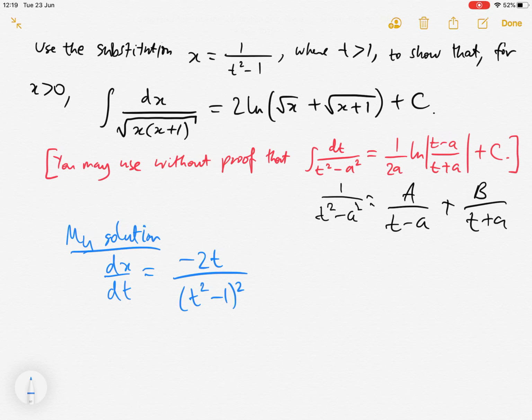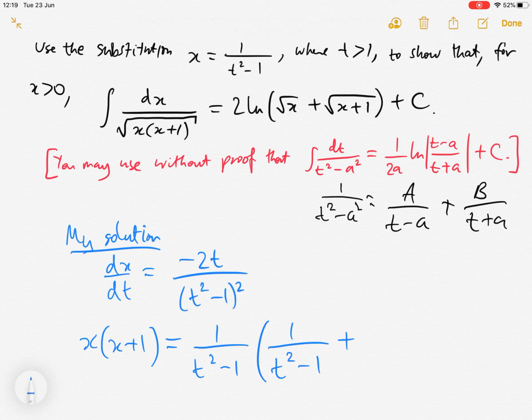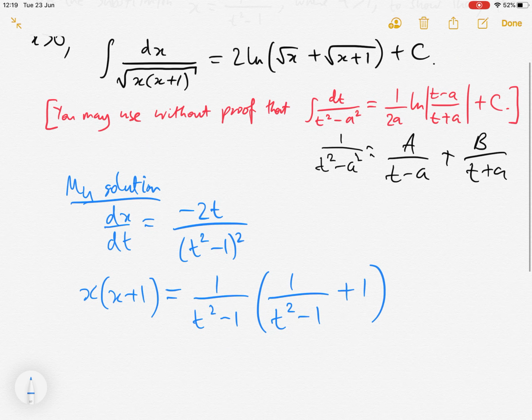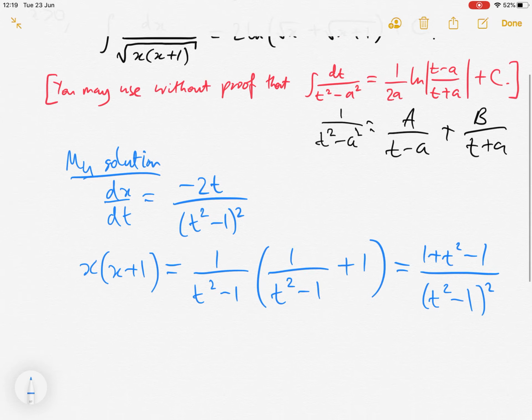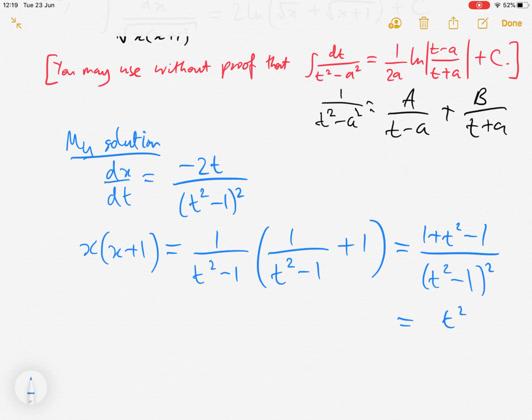And then let's write x plus 1 in terms of t, because eventually we want to write the whole integrand in terms of t, but let's just start by working out this. So this is 1 over t squared minus 1 times 1 over t squared minus 1 plus 1. And if we write everything over t squared minus 1 squared, we're going to get a 1, and then a t squared minus 1. So that just gives us t squared over t squared minus 1 squared.